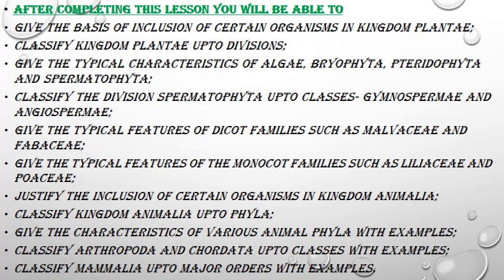Justify the inclusion of certain organisms in kingdom Animalia. Classify kingdom Animalia up to phyla. Give the characteristics of various animal phyla with examples. Classify Arthropoda and Chordata up to classes with examples. Classify Mammalia up to major orders with examples.